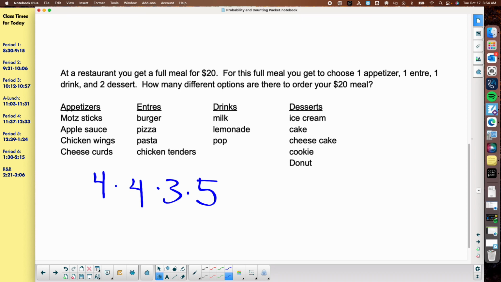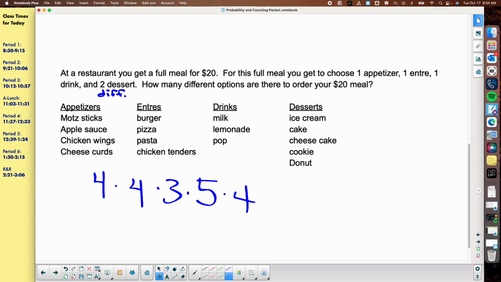This says you're supposed to order 2 desserts. What it didn't clarify to me is if you can order 2 of the same desserts or if you have to order 2 different desserts. Because that actually matters. If we can order the same dessert twice, well then we have 5 more options. If we have to order a different dessert, we would only have how many options the second time? 4. So I'm going to pretend that this says 2 different desserts.